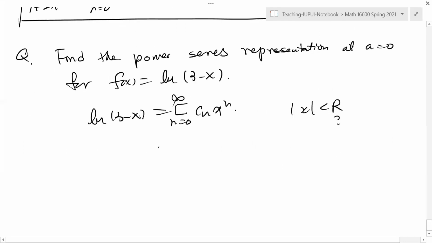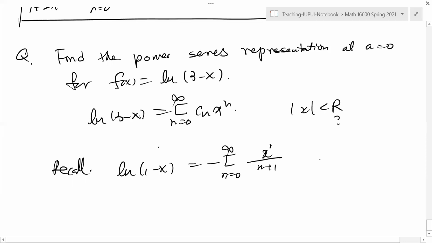Now, what do we know? We recall this identity. I think we already got this. And this is true, right? Yeah, we did this. So how do we use this to get the power series for the other one? Okay, natural log.